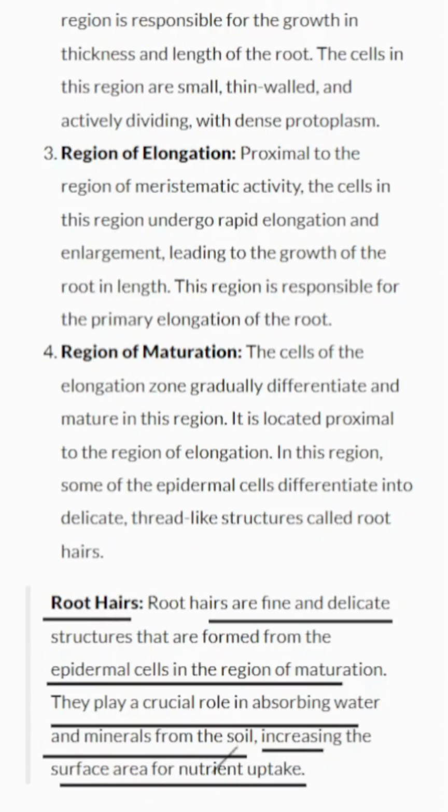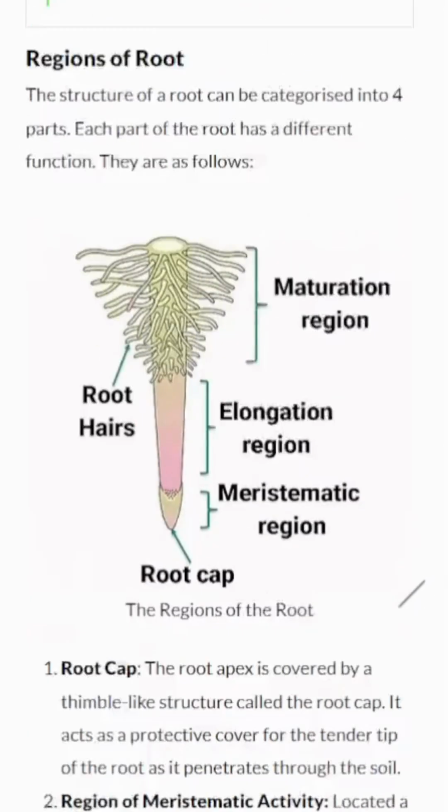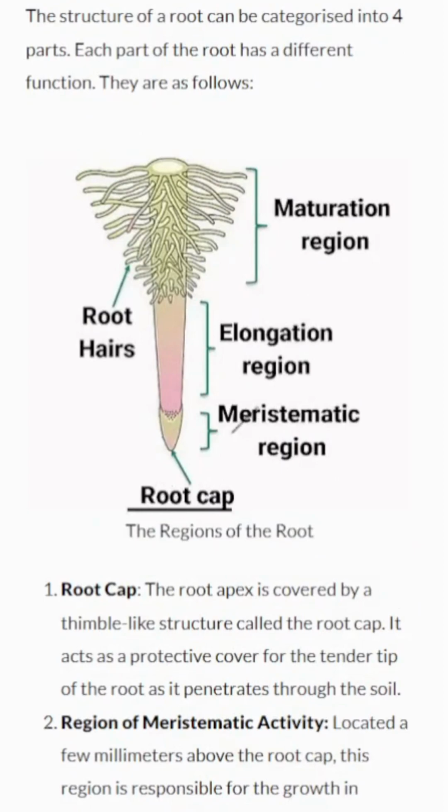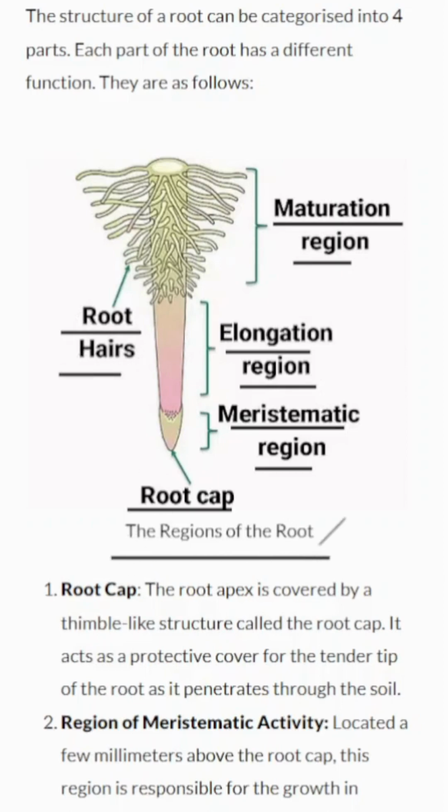So, think of these root regions as a well-coordinated team. The root cap protects. The region of meristematic activity powers growth. The region of elongation stretches towards new horizons. And the region of maturation prepares specialized cells, including the vital root hairs. Together, they ensure the plant's journey beneath the surface is a success, enabling it to thrive and flourish.